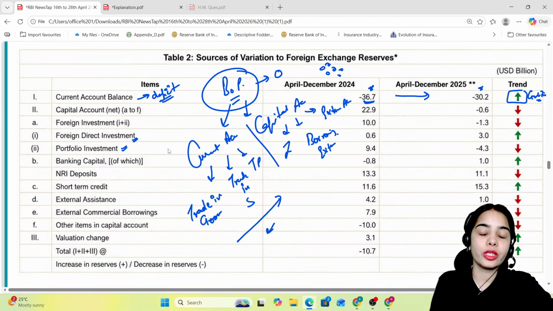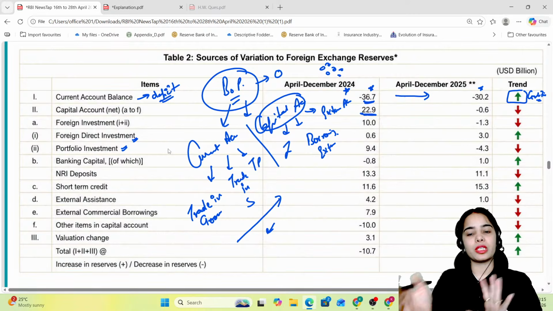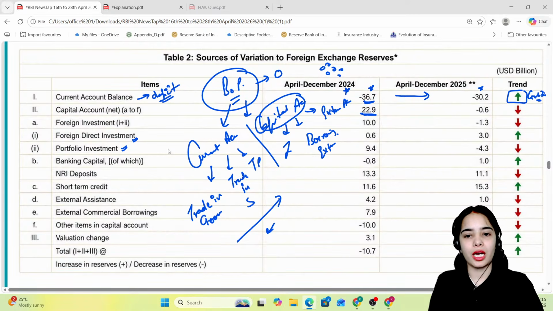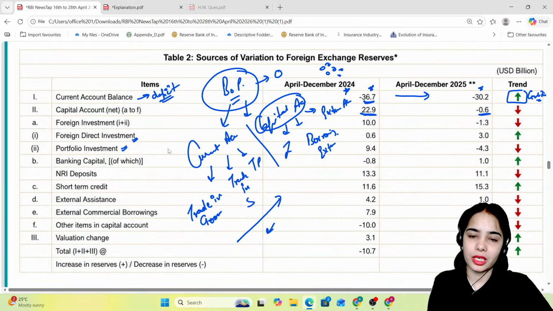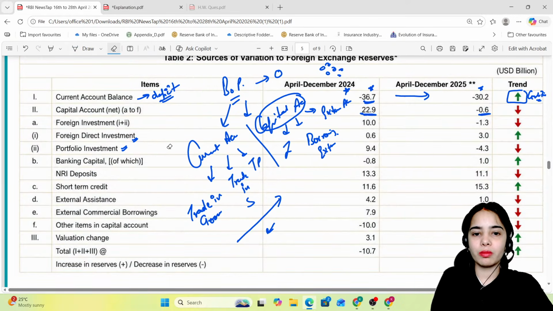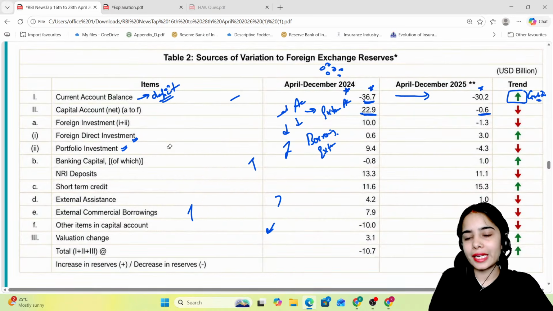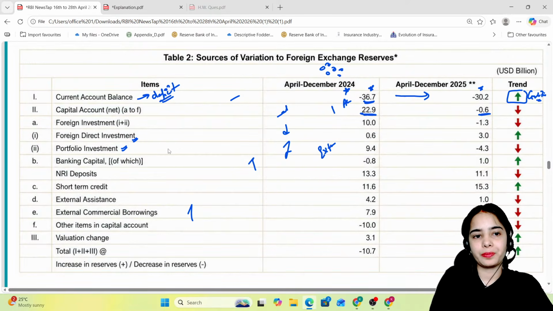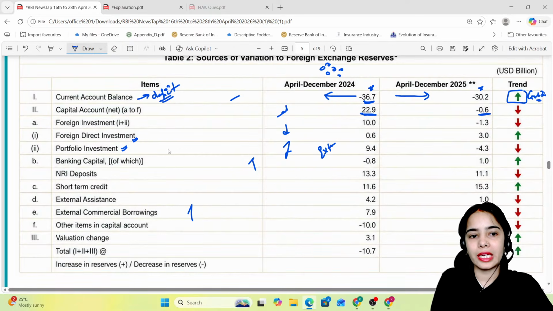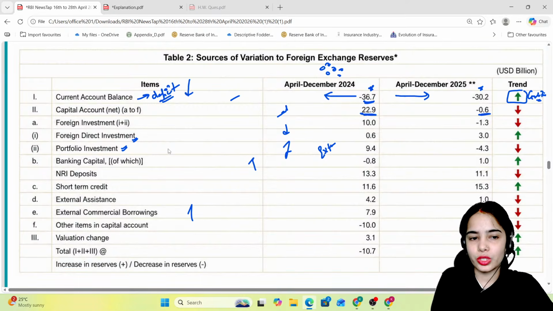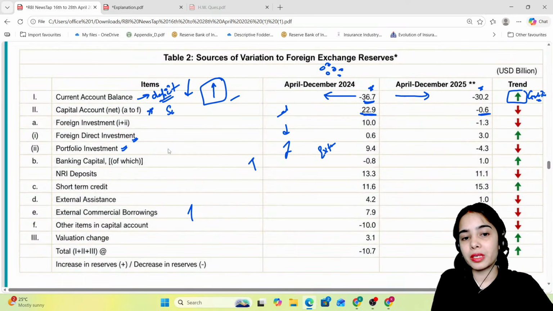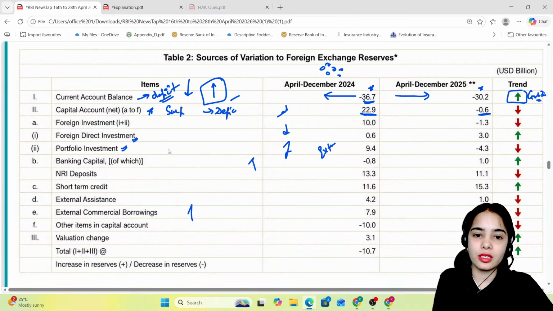So this is the idea about the current account, that the deficit has reduced. But in the capital account, the problem is there. The capital account was in surplus in April to December 2024, but now there is a deficit in the capital account. So here you can see the condition of the balance of payment of India: before we had a higher deficit in the current account, but the deficit has reduced and the condition of our country has improved. In the capital account, the surplus has converted into deficit. So this is a problem.